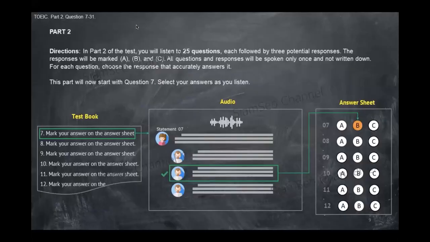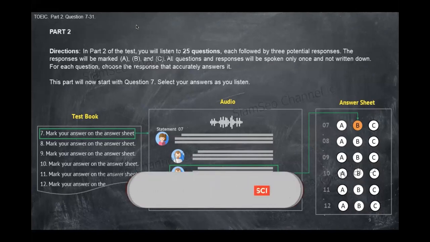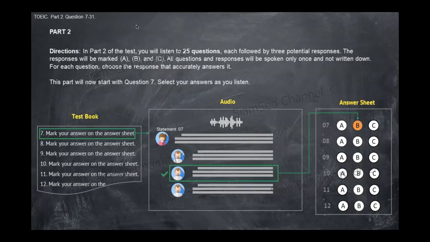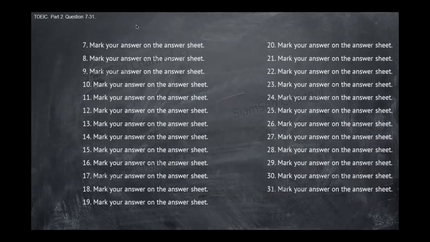Part 2. Directions. In Part 2 of the test, you will listen to 25 questions, each followed by 3 potential responses. The responses will be marked A, B, and C. All questions and responses will be spoken only once and not written down. For each question, choose the response that accurately answers it. This part will now start with question 7. Select your answers as you listen. Now let us begin with question number 7.